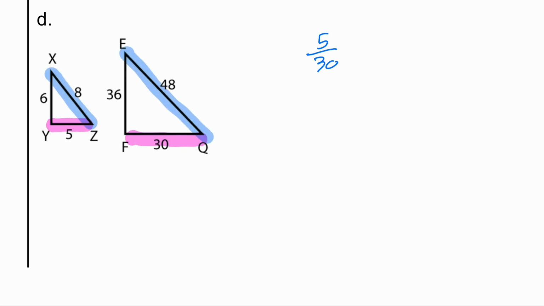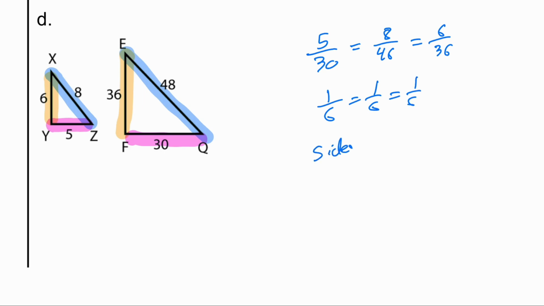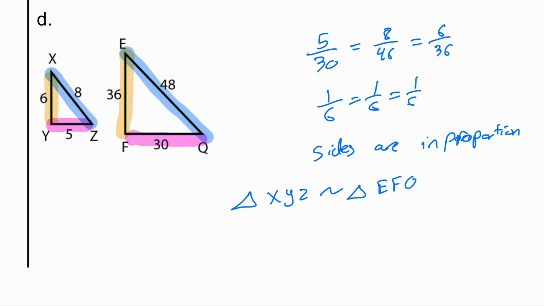So I have the 8 and the 48. So I want to see if I put 8 over 48. And then I'll do the same thing finally with that last pair of sides here. This would be our middle sides here. We're going to say 6 over 36. And when we check these fractions, when we reduce them, these all become 1/6. So we know again, these sides are in proportion. And we could say that these two triangles are similar. So triangle XYZ is similar to triangle EFQ because of side, side, side for similarity.